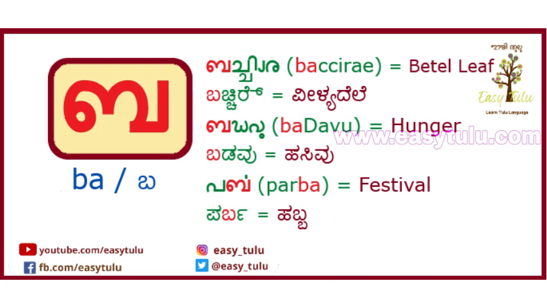Examples: bachire. Bachire means betel leaf. Vilyadele in Kannada. Badavu. Badavu means hunger. Hasivu in Kannada. Parba. Parba means festival. Habba in Kannada. Let us see how it is written.